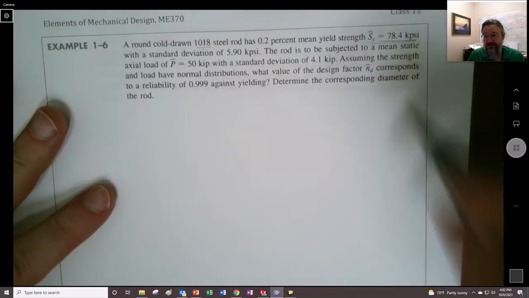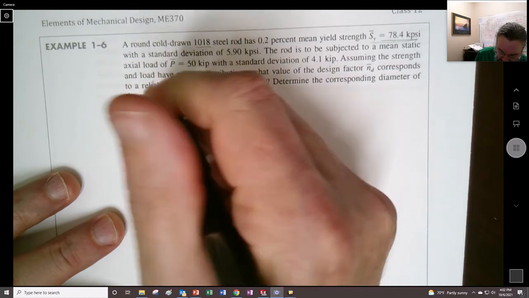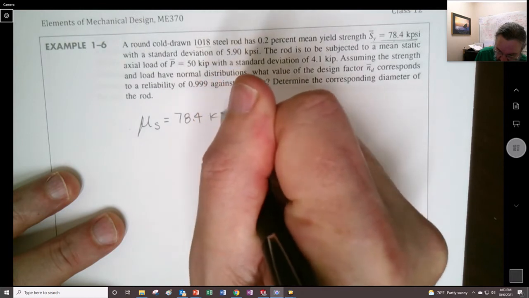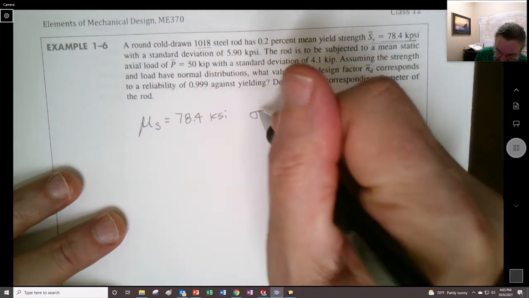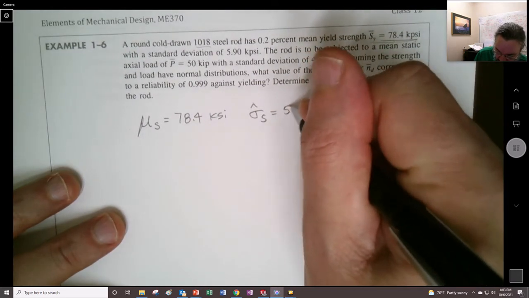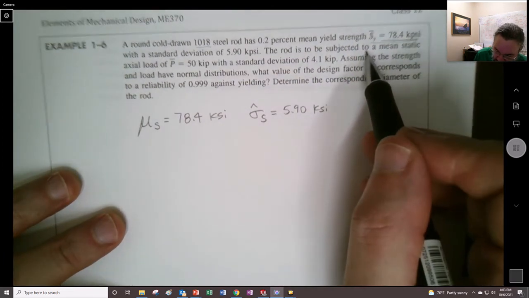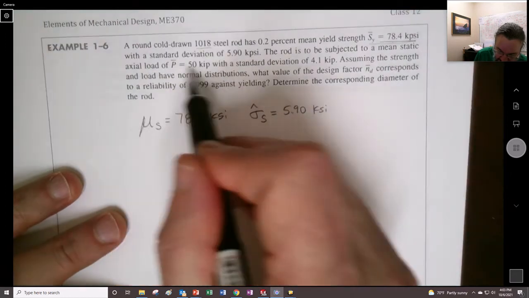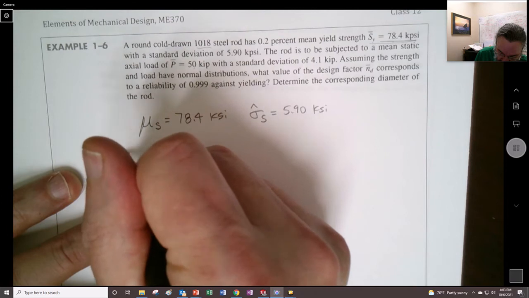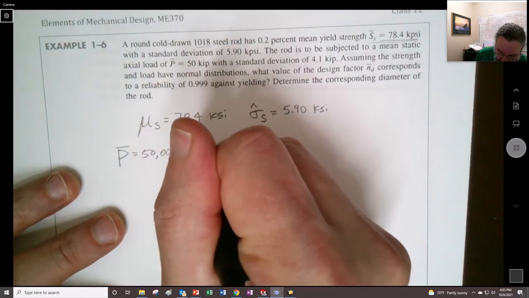So magically, this particular batch has got a whole lot. When it comes to strength, its average, mu_s as we're going to try to use variables for the statistics, is 78.4, and its standard deviation due to strength is going to be 5.90 ksi. The rod is subjected to a mean static axial load of 50 kips, so the average load here is 50,000 pounds. I don't like kips.